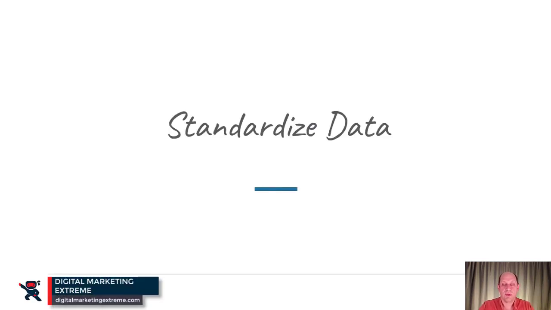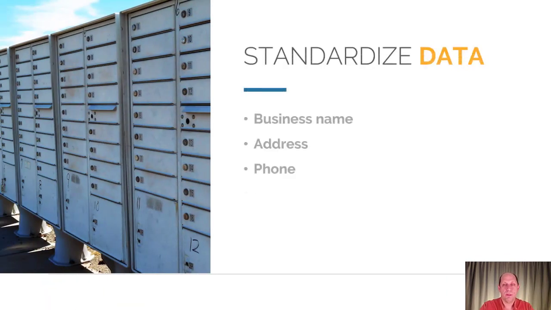With business listings, it's very important that you actually standardize your data. In addition to the three main aspects, the NAP, the name, address, and phone, there is other information that a business listing profile may include that would be a good idea to standardize. One would be your business description. This could be information about your business, its mission statement, its tagline, other things like that you want to convey to your potential customers.